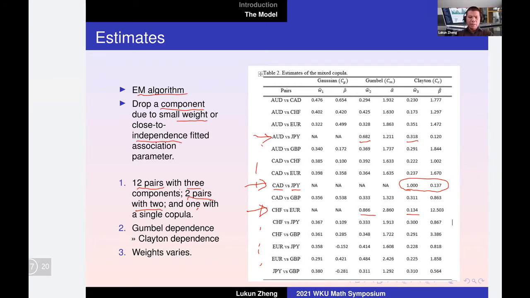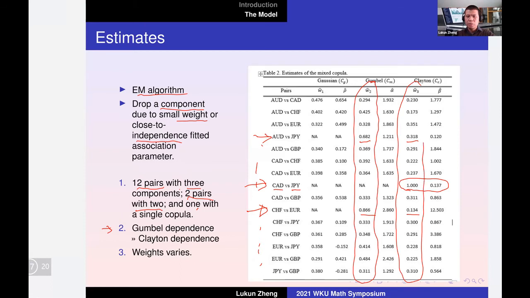Another observation we have here is that the Gumbel dependence structure plays a more important role than Clayton. This can be seen from the weights. These are the weights for Gumbel, and these are the weights for Clayton. For the vast majority of the pairs, the Gumbel has the larger weights, and the weights vary among different pairs. This tells us something about the complexity of the exchange rates.